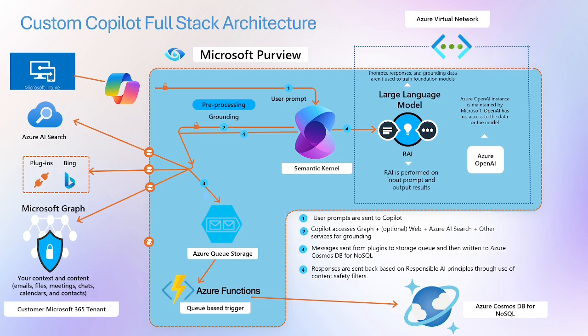My project is named Custom Copilot Full Stack Architecture. The project has two components. The front end has been written in React.js and the backend is written in C Sharp, which is a very basic .NET backend API. The architecture, as you can see on the screen for the app, looks something like this.